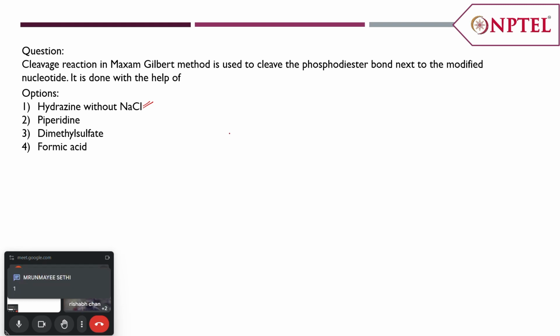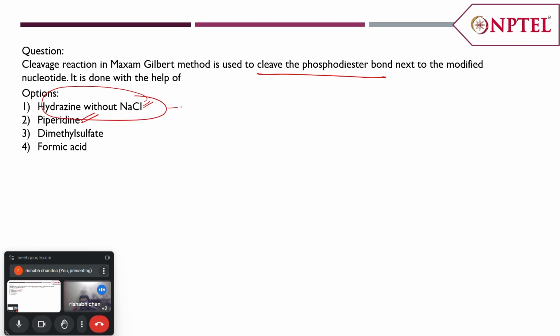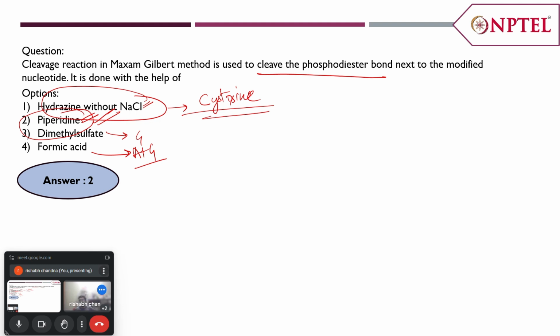Okay, so here we are talking about cleaving the phosphodiester bond, right? So the cleavage is generally done by piperidine. So hydrazine with NaCl is used to break the ring of the cytosine residue only. Okay, and DMS is used for G and formic acid is used for A plus G. Okay, so piperidine is used for breaking the phosphodiester bond. So the correct answer is option number two.